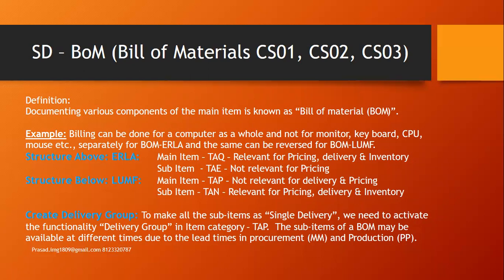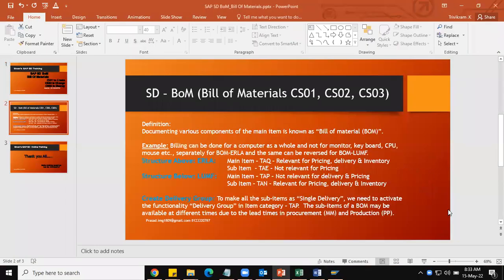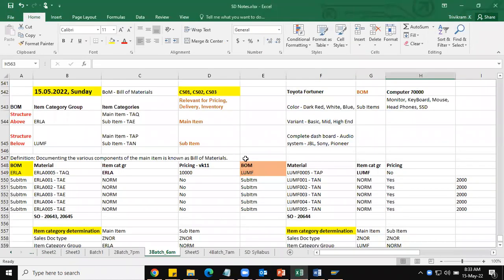For the structure below, the item category group is LUMF, where the main item category is TAP, which is not relevant for delivery and pricing. Otherwise, we can treat it as a text item. And the sub-item is TAN, which is relevant for pricing, that is a standard item category, and for delivery and inventory. So we will see the complete picture of the bill of materials. Then we will go to the system so that you will be able to understand better. And then I will come back to this slide to explain the create delivery group. So let me go to the explanation part here.